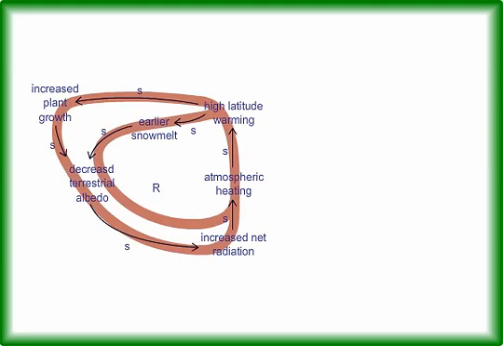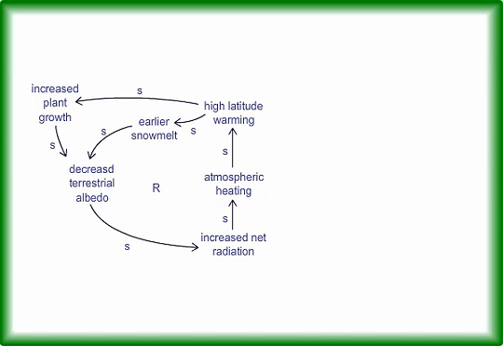Remember, this means that a change in any variable in the loop is likely to lead to changes in the same direction, whether it's up or down, in the other variables in the loop, amplifying or reinforcing the original change, so it has a tendency to spiral out of control. The term positive doesn't mean there's anything good or helpful about this.